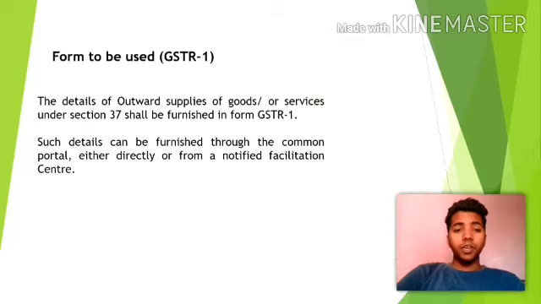Here comes the second question in our mind. Which form is to be used for the filing of GST Return 1? The details of outward supply of goods or services under section 37 shall be furnished in the form GST Return 1, which you can find on the online portal. Such details can be furnished through the common portal in online mode, either directly or from the notified facilitation centers which file the GST return on behalf of the supplier of goods and services.